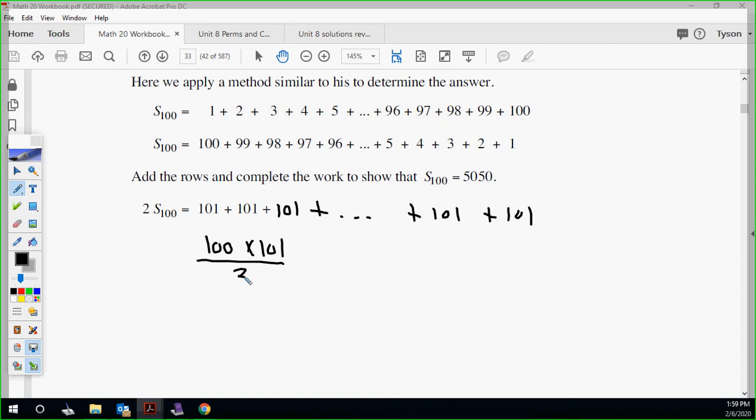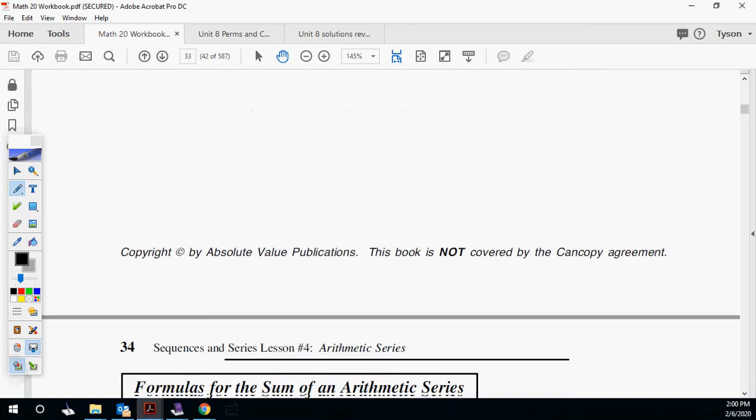You don't have to memorize the formula. They give you the formulas in the spot I showed you in the back of the book. When you do this calculation here, that's where the 5050 comes from for S of 100. Again, when you see S, that means series. S sub n. So S of 100 in this case is 5050. All that was is to show you where the formula came from.